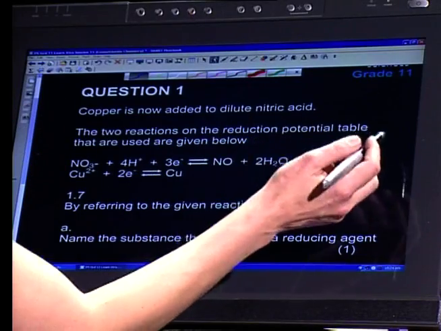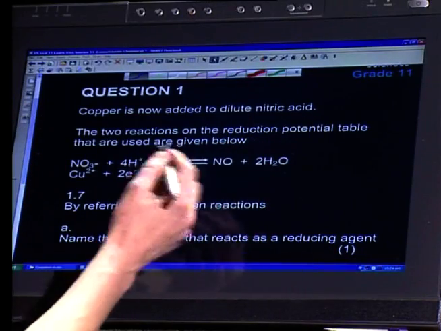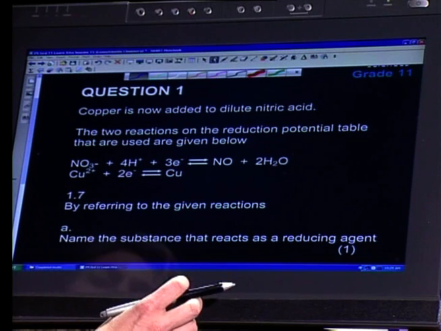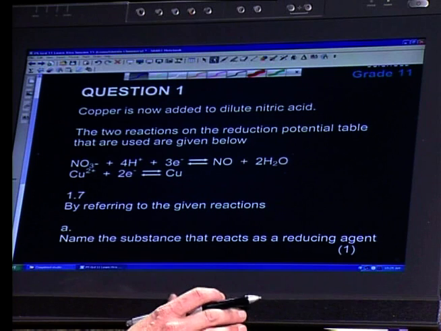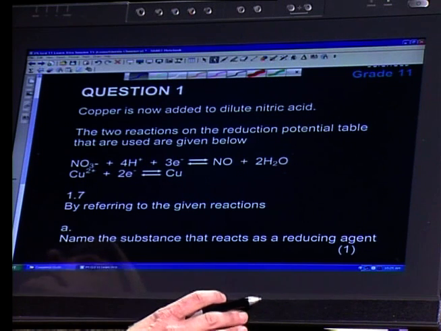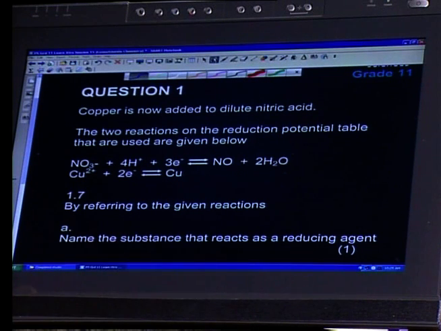Copper is now added to dilute nitric acid. The two reactions on the reduction potential table that are used are given below, and we are given both reactions. Then we are asked, by referring to the given reactions, name the substance that acts as a reducing agent. Now guys, it's important that we remember that the substance that acts as a reducing agent is the substance that gets oxidized. So let's have a look at our oxidation numbers and decide what's happening over here.